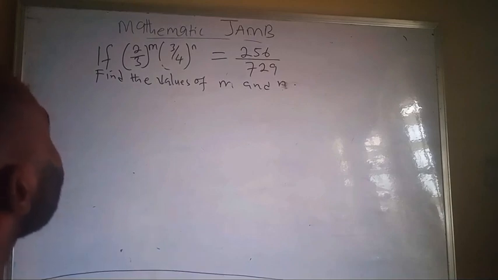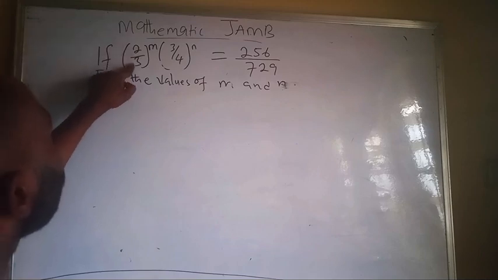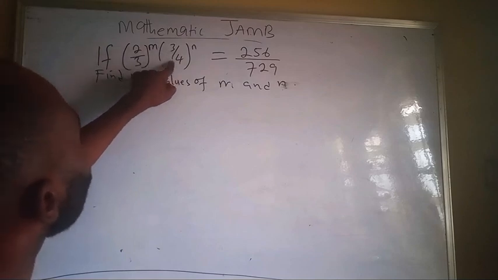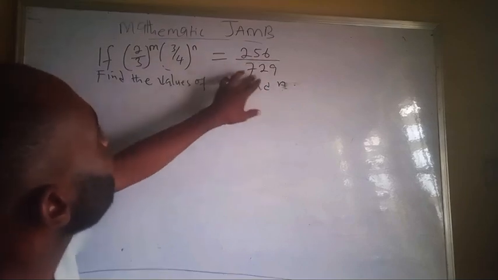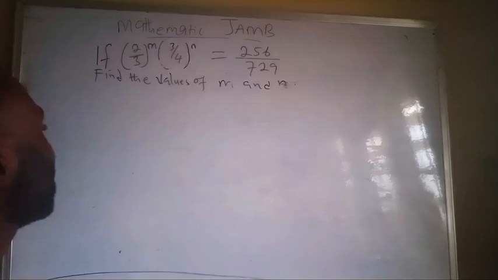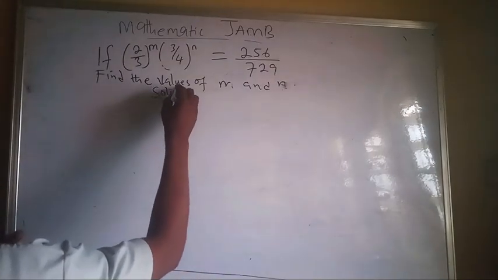You don't have to stress yourself. We have this question here: if (2/3)^m times (3/4)^n is equal to 256/729, then the question says you should find the value of m and n. So this is very easy to solve.